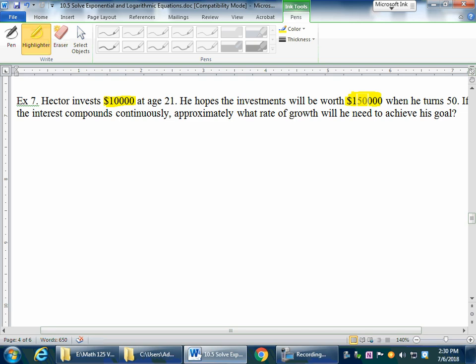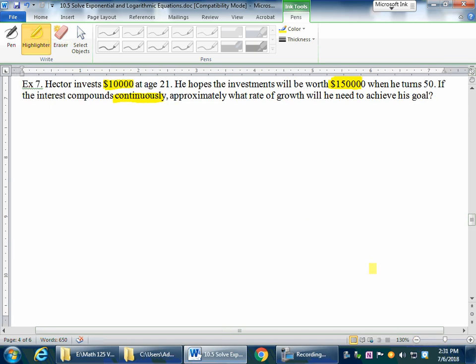If the interest is compounded continuously, so it's telling you that the interest will be compounded continuously, and approximately what rate of growth will he need to achieve his goal. So that means it's asking you what rate of growth. That means what is the interest rate that they want. So in this case, I know that my principal is equal to 10,000, and my amount, the final amount that we want, is 150,000.